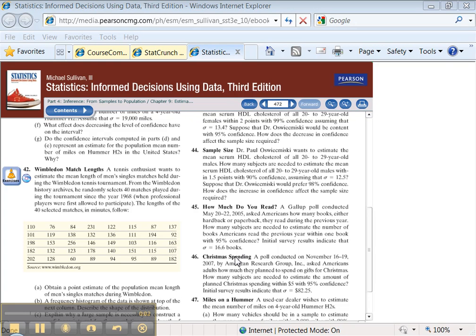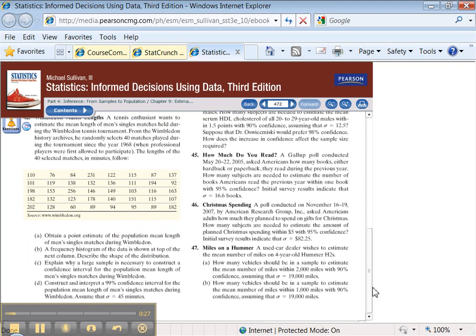Onward and upward now. We're going on to 9-1 number 45. So let's see what it says. A Gallup poll conducted May 20th through 22nd, 2005 asked Americans how many books, either hardback or paperback, they read during the previous year. How many subjects are needed to estimate the number of books Americans read the previous year within one book with 95% confidence? Initial survey results indicate that sigma equals 16.6.